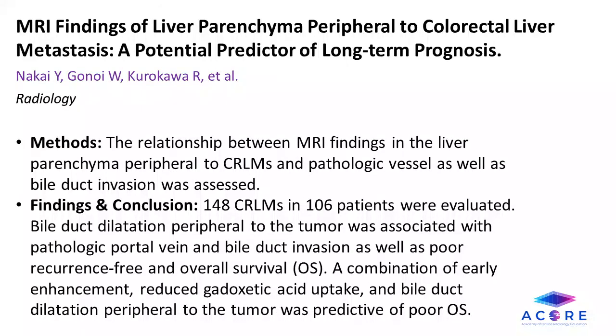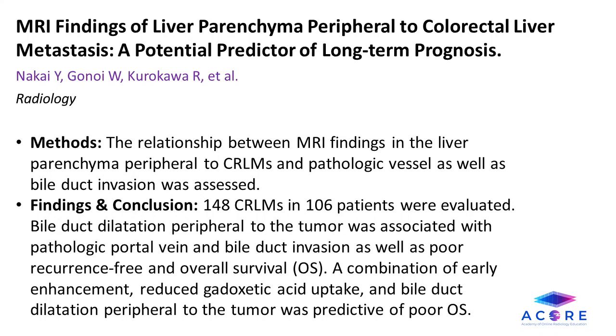In this study published in Radiology, the relationship between MRI findings in the liver parenchyma peripheral to colorectal liver metastases and pathologic vessel, as well as bile duct invasion, was assessed. 148 of these CRLMs in 106 patients were evaluated. Bile duct dilatation peripheral to the tumor was associated with pathologic portal vein and bile duct invasion, as well as poor recurrence-free and overall survival.